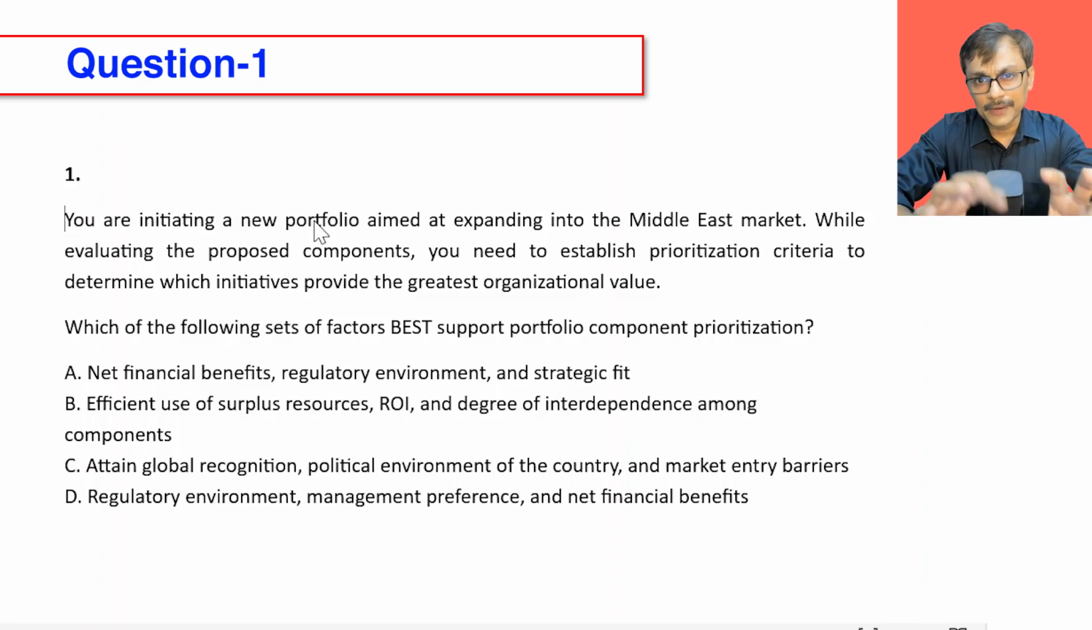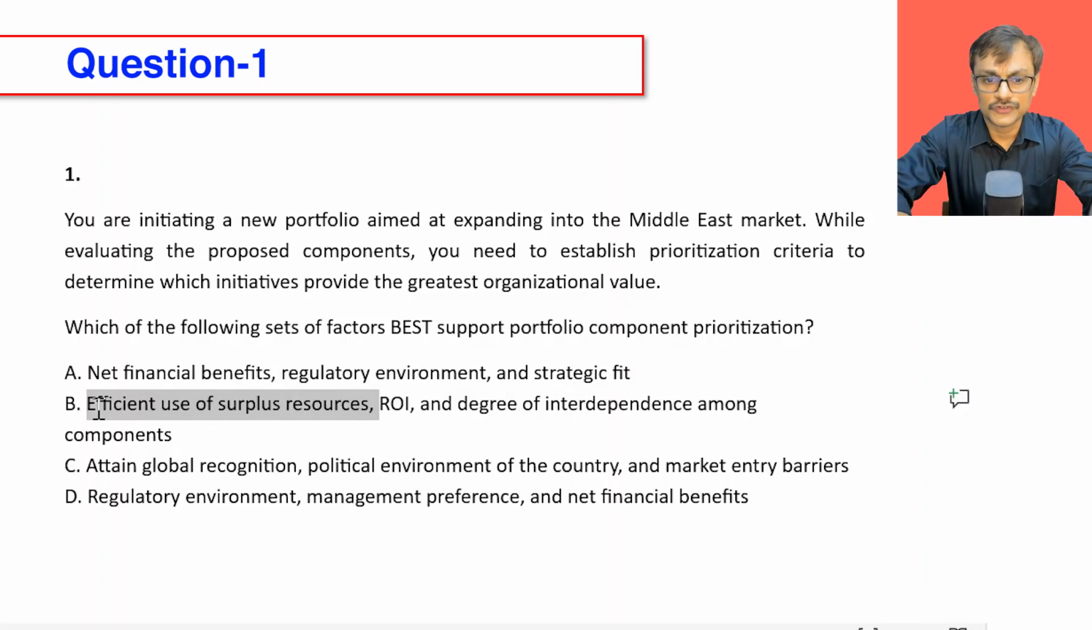It is not like I'm prioritizing because I have people available. Sometimes you end up doing that, you just want to utilize your people, but in general our strategy for the portfolio should not be just focusing on making my people busy. I am more focused on making more money for my organization or more benefits for my organization, if you want to quantify benefits in another way. So the first thing, efficient use of surplus resources in option B, is not that great. ROI, great. The degree of interdependencies amongst components, dependency is a good idea. But since I already have one negative point, I can consider B as not relevant.